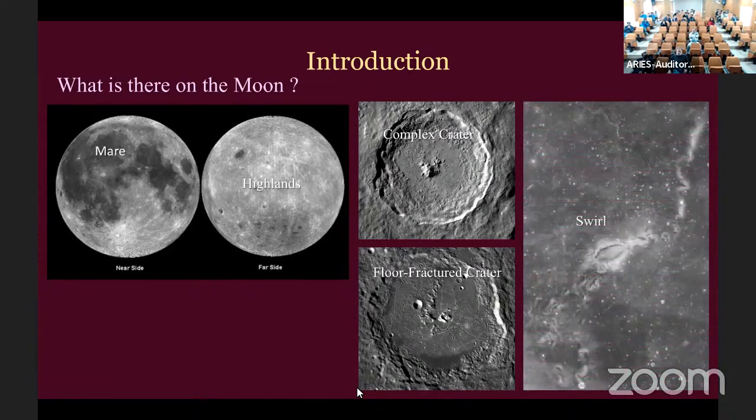Then we have these wispy, bright albedo deposits called swirls. Although a lot of studies have gone into characterization of the swirls, we still do not have a definitive answer to what these things are. When you are looking at these features, one thing that you should ask is what is the scale? The scale ranges from a few tens of kilometers to a few hundreds of kilometers. This particular swirl feature, the bright streak, is more than 200 kilometers across.